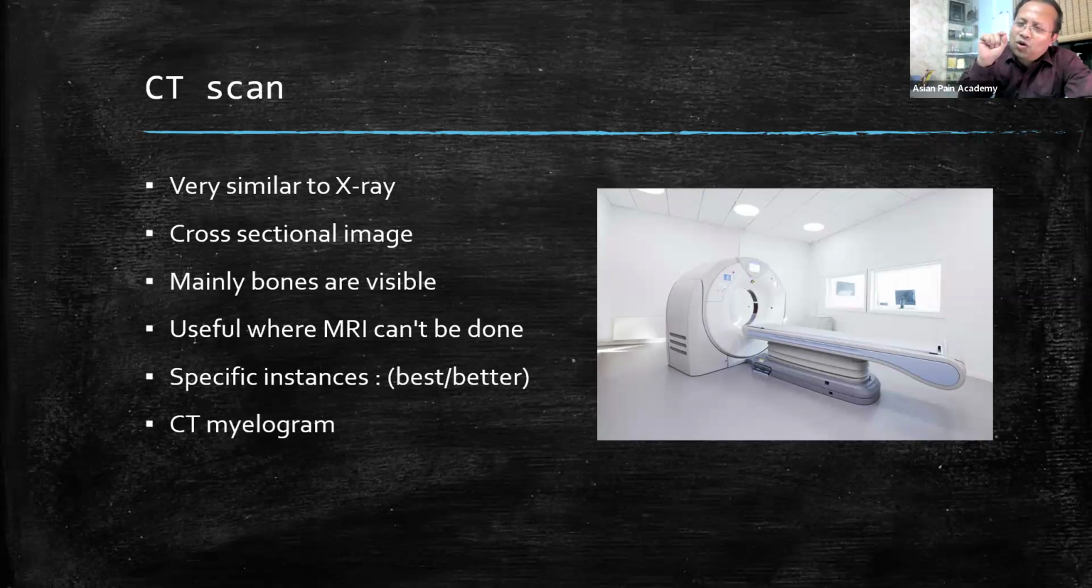Say there is a small osteophyte in the foramen. Osteophyte is made of bone, and that small osteophyte may be seen better in CT than MRI. Okay, CT myelogram can be done if MRI is not indicated or MRI cannot be done. Of course, MRI also has an option of doing myelogram, but earlier CT myelogram was much preferred.